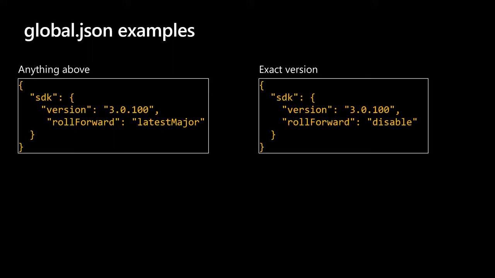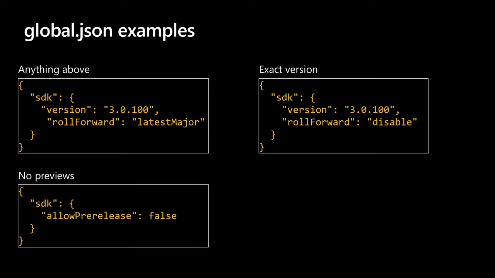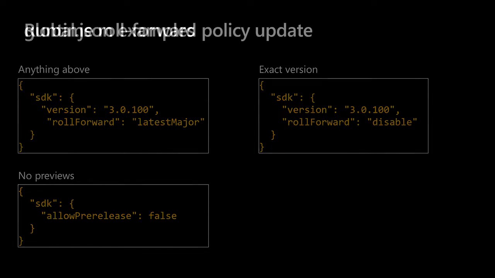The other one is the exact version, as I discussed. Roll forward disable uses that specific version. And then no previews: you don't have to specify a version, but you can. Then you say allow pre-release false, and you won't use preview versions if you have them installed. That can be good if you have a machine with multiple SDKs and you want to control what version you're going to use.